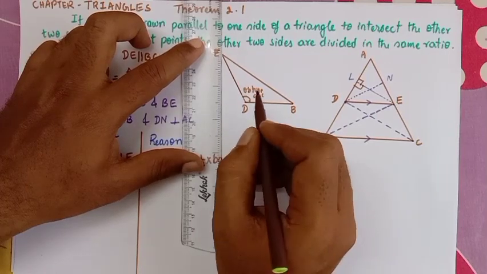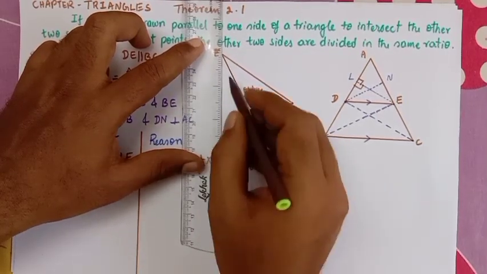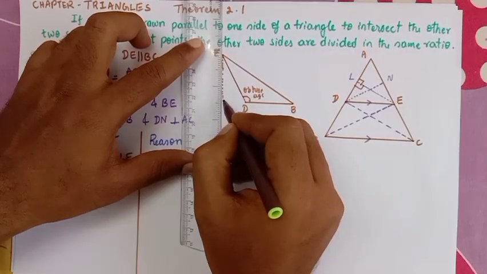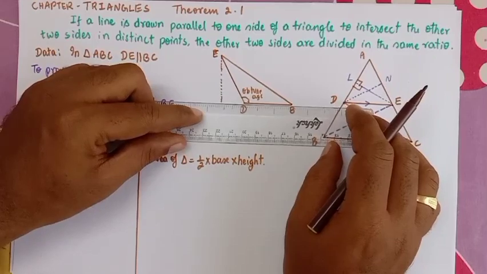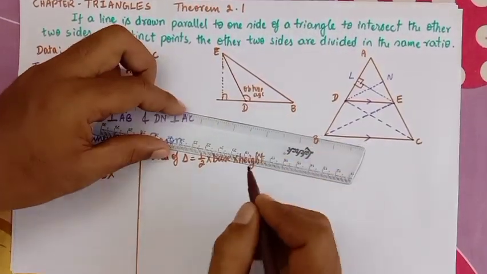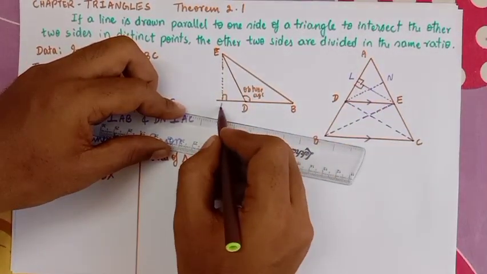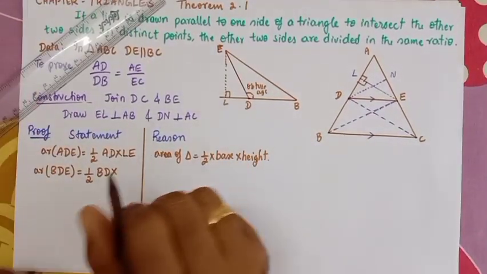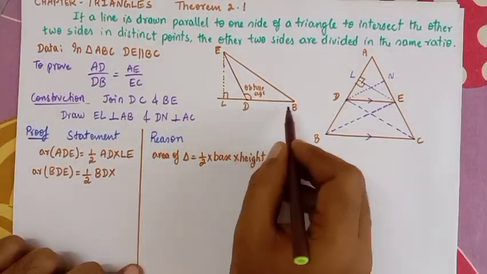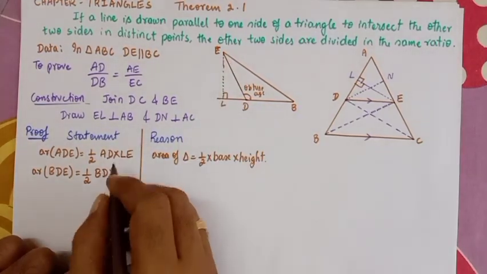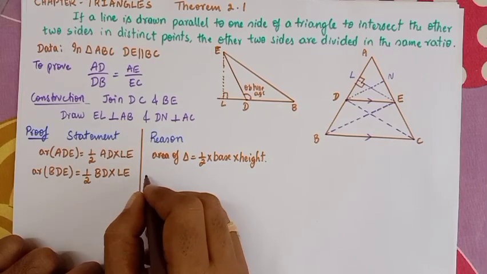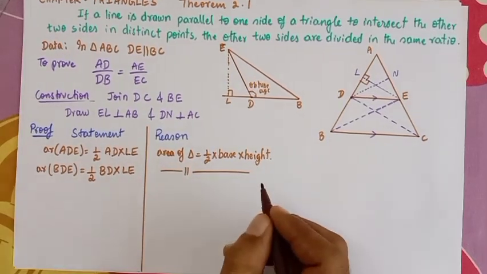If I draw a perpendicular to this line, the perpendicular will be like here. First of all, let me extend this line. Here comes the perpendicular, L. To calculate the area, we should understand it like this. So what is the base? BD is the base and EL is the height, that is LE. For this also the reason is the same.